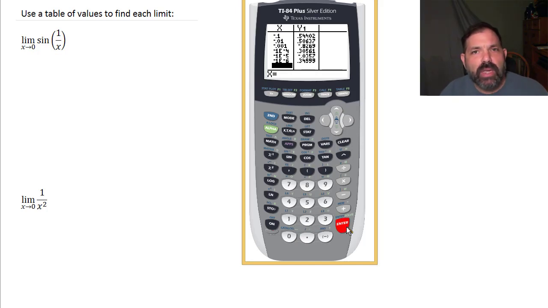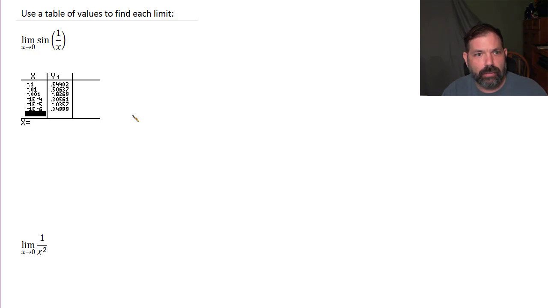Doesn't seem to be any pattern here, right? My x is getting close to 0 on the left-hand side, for the negative values, but my y values don't appear to be getting close to any specific value. And in fact, they're even oscillating, right? They're going positive, then negative, then positive, then negative, then positive. They don't appear to be approaching any specific value.